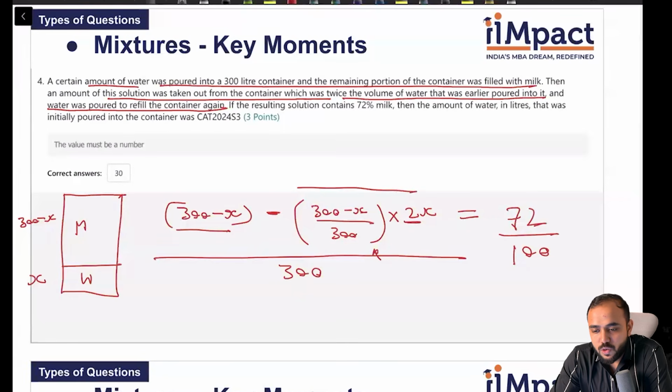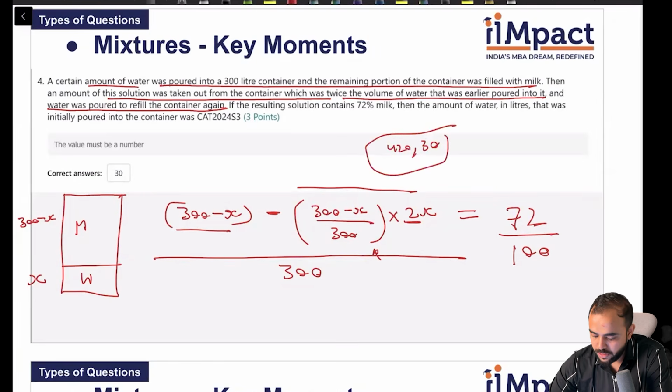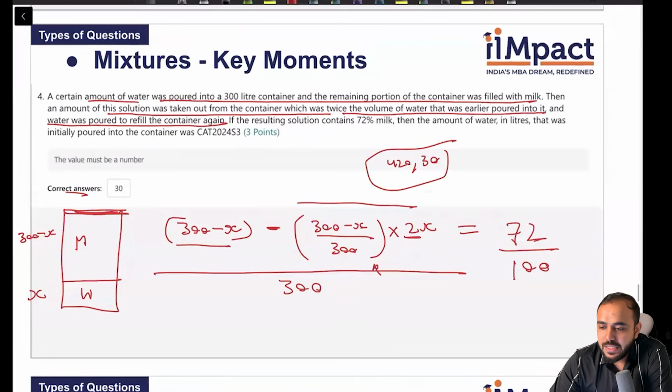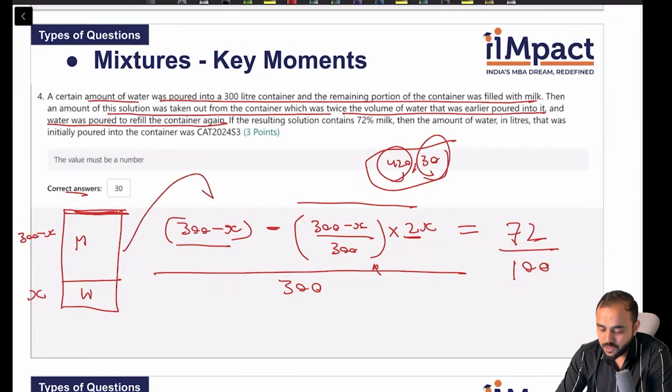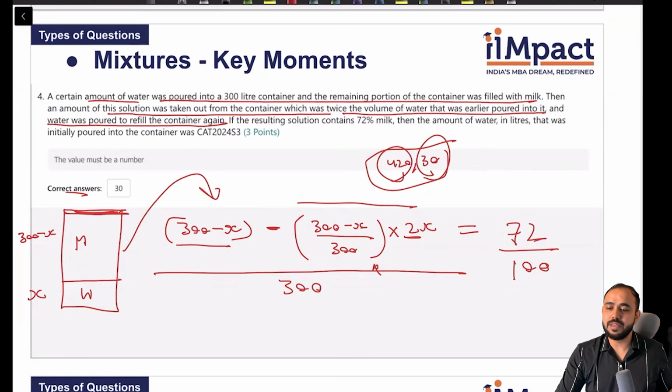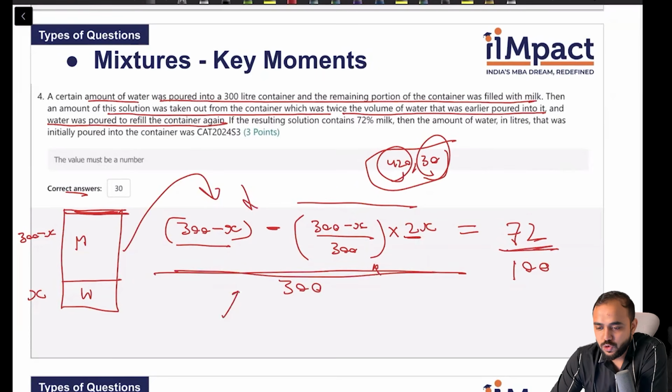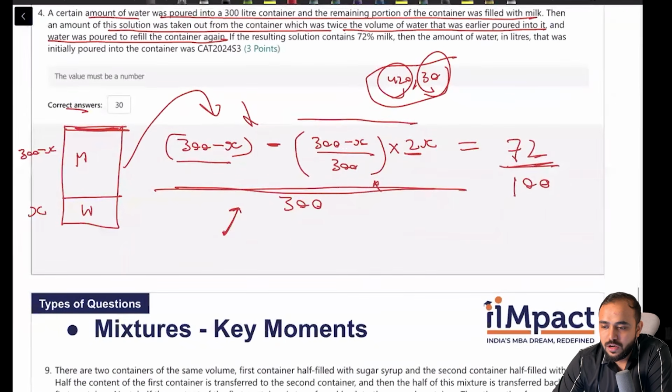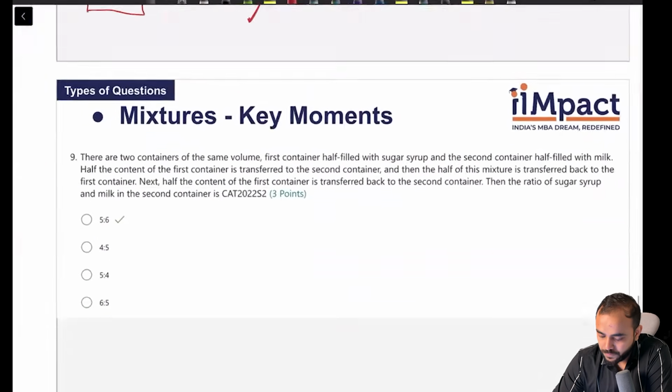This is going to form a quadratic. Once you solve the quadratic, you will get two values of x, I think 420 and 30. And because the container volume is only 300, you can't have 420-liter milk. So your answer will turn out to be 30. So my entire focus was on finding how much milk is remaining, and then I will write this numerator and denominator thing. So until you have this clarity that I have to do this numerator by denominator thing, things will tend to get messy. Next question.